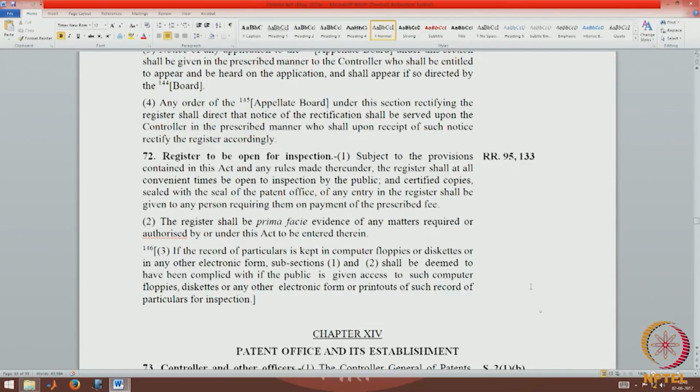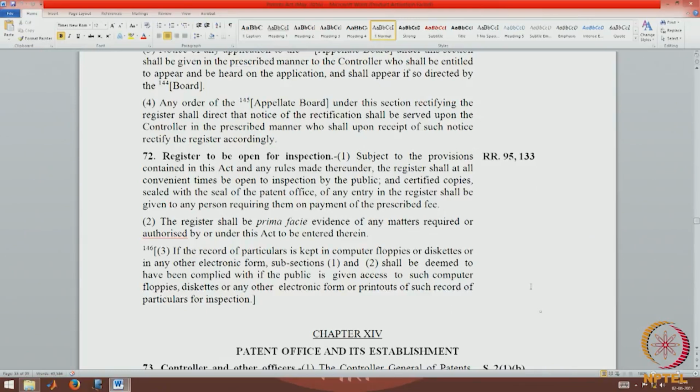This is what we meant as a public record, and certified copies sealed with the seal of the patent office of any entry in the register shall be given to any person requiring them on payment of prescribed fees. So the fact that it's a public record, anybody can take a certified copy. 2. The register shall be prima facie evidence of any matters required or authorized by or under this act to be entered therein. So, this is the prima facie, the first evidence or the evidence that will be admitted.